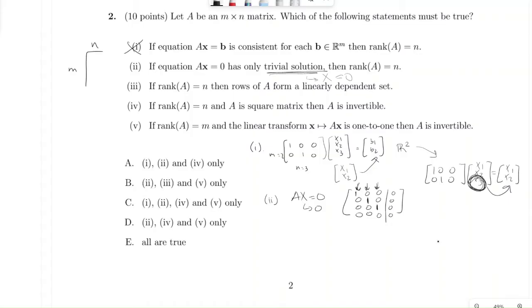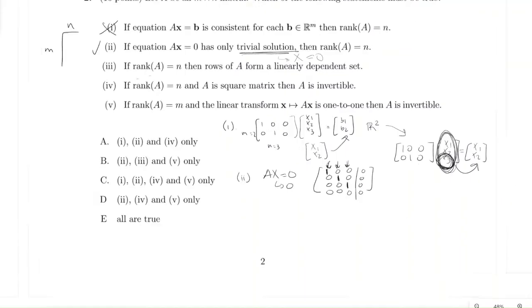So in the case when there's only a trivial solution, every single variable, x1, x2, and x3, must be equal to 0. That corresponds to these pivot entries. Because of that, the rank has to be equal to the number of columns, because every single variable, such as x1, x2, and x3, must be equal to 0. Thus the rank would be equal to the number of columns, which is n. So hopefully that makes sense. If not, let me know so I can work on explaining it better.